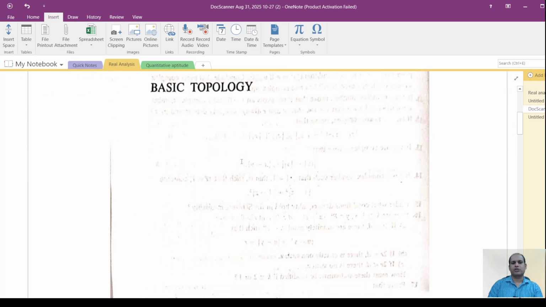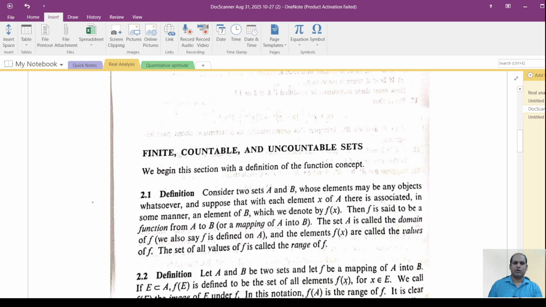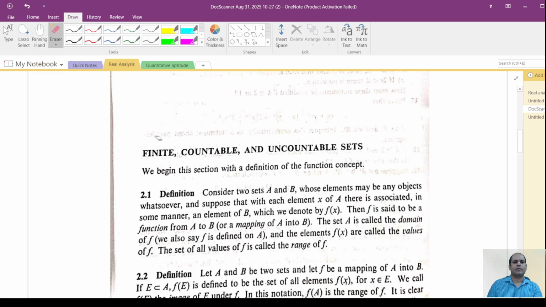using the concept of function. This is the book by Walter Rudin. I have taken this PDF from Principles of Mathematical Analysis by Walter Rudin.